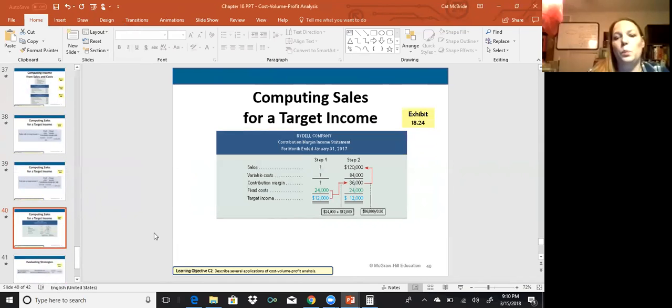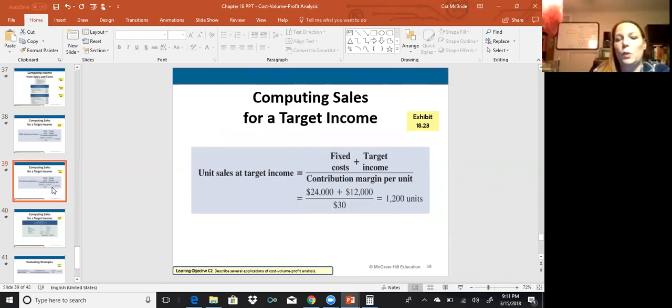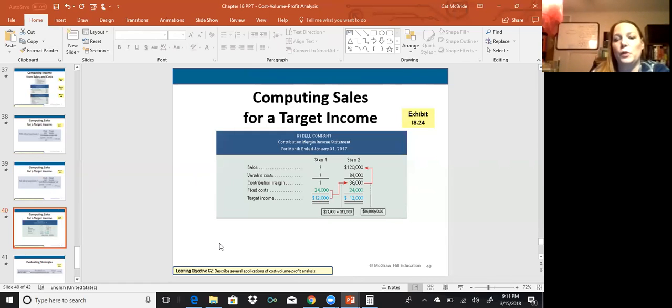All right, so here's what it looks like if we put it in a contribution margin format. We have our sales minus our variable cost equals our contribution margin, minus our fixed cost gives us our target income. So if we were going to sell 120,000, we can test this out because our variable costs here we had per unit amount, right? So our contribution margin is $30 per unit. Our fixed cost, we would say, is 24,000. That doesn't matter right here. So our contribution margin is $30 per unit.